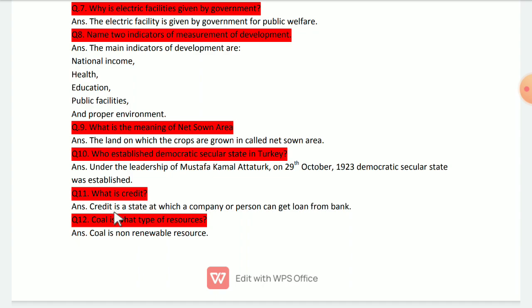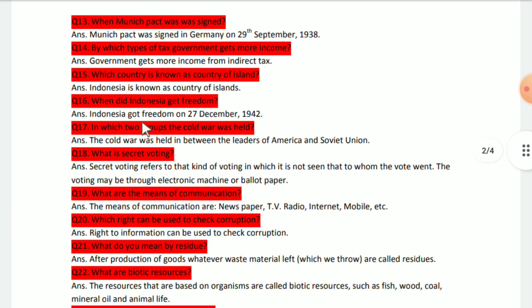What is credit? Credit is a state at which a company or person can get loan from bank. Coal is what type of resources? Coal is non-renewable resource. When was Munich Pact signed? Munich Pact was signed in Germany on 29 September 1938. By which types of tax government gets more income? Government gets more income from indirect tax.